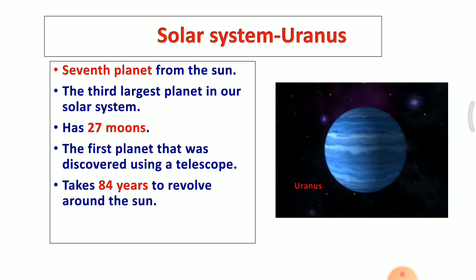So the seventh planet from the sun is called Uranus. It is the third largest planet in our solar system. It has 27 moons. It is the first planet discovered using a telescope. It takes 84 years to revolve around the sun. It is blue in color.